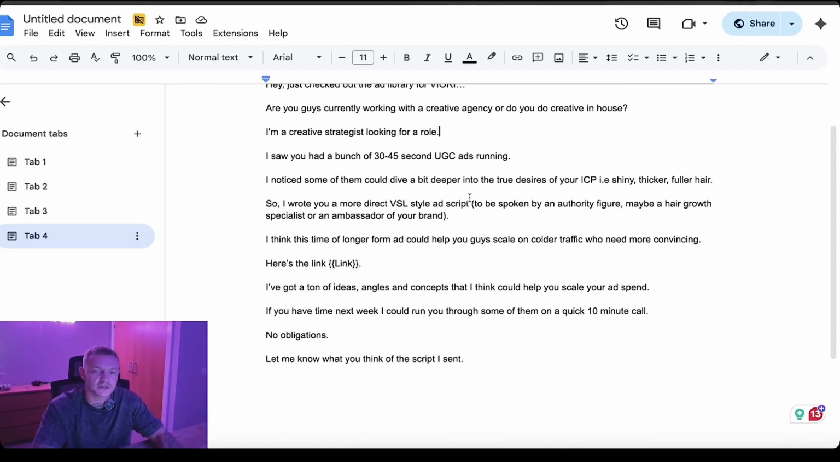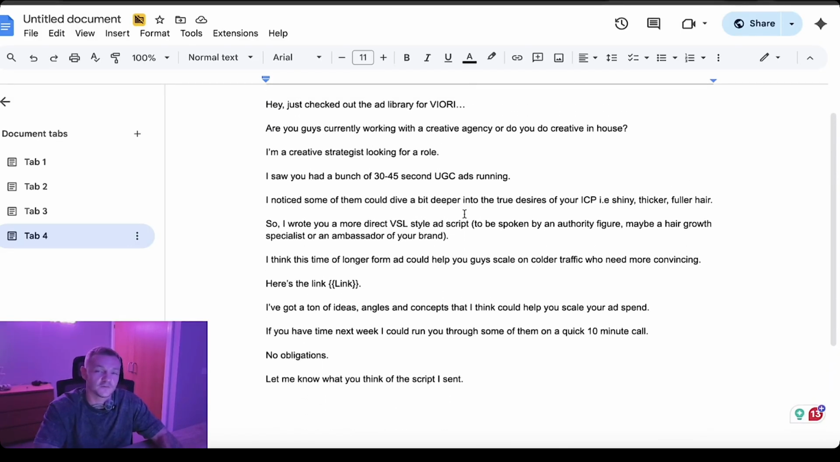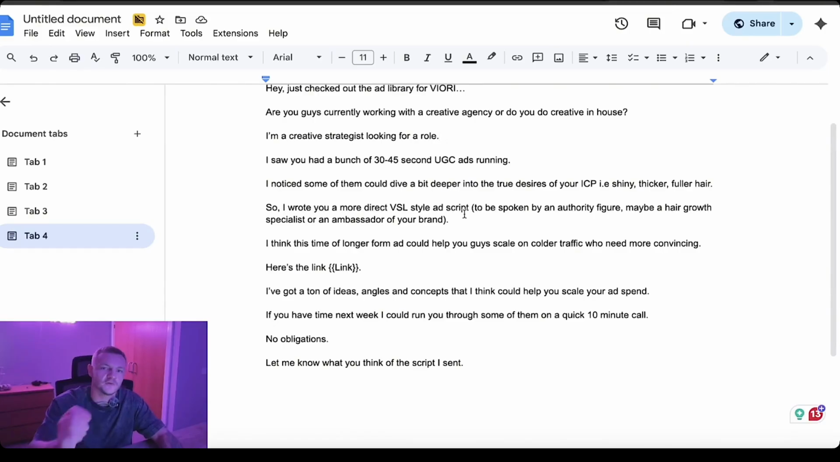Now, when they come back and say they've got a creative agency, this is where you're kind of beat, right? You just chalk it off. You're not going to beat them. You just put them in the back and say, I'm going to reach out to them in another 3 or 4 months, see how they're getting on. But if they say they do creative in-house, you could be like, look, are you hiring for creative strategists? Can I jump on a call with you? You need to be kind of direct at this point.